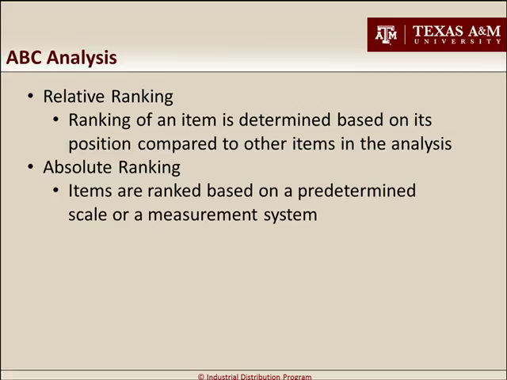Depending on the factors you are using, you may be using a combination of them. For example, GMROI, gross margin return on investment, usually is an absolute ranking item. You decide what the ranges for ABC items are, and then you rank the items looking at their GMROI values. For example, if you determine that GMROI over 200% is an A item, you just compare every item to see if they are in the A category.